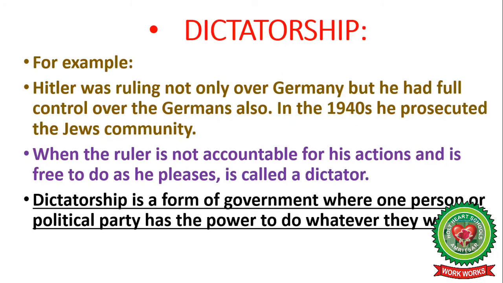The next is dictatorship. My example is regarding Hitler. You must be knowing about Hitler. Hitler was ruling not only over Germany, but he had full control over Germans also. In the 1940s, he persecuted the Jewish community. You must be knowing about the Jews. Why did he persecute the Jews? Because according to Hitler, the Jews were traitors and due to the Jews, Germany lost the First World War. When the ruler is not accountable for his actions and is free to do as he pleases, he is called a dictator. Dictatorship is a form of government where one person or political party has the power to do whatever they want. So this is dictatorship.